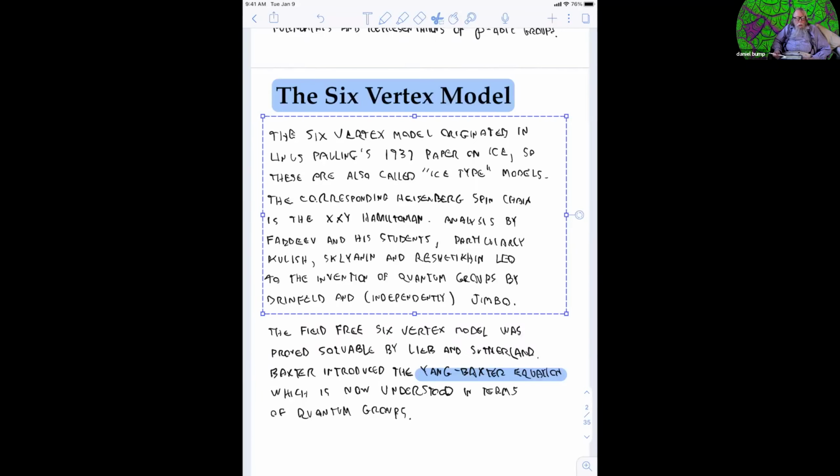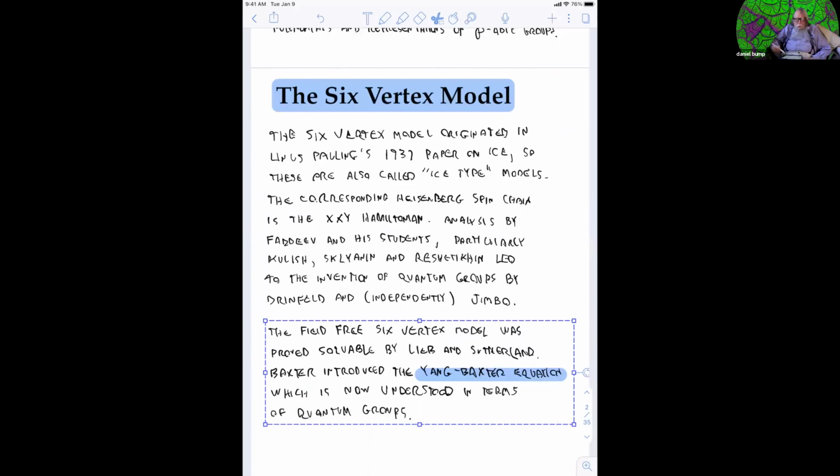So analysis of these situations and Baxter's work in particular, the Yang-Baxter equation, by Faddeev and his students, I'll mention Kulish, Sklyanin, and Reshetikhin, led to the discovery of quantum groups, and this was put on solid footing by Drinfeld and independently by Jimbo in the 1980s. So for the field-free six-vertex model I'm going to talk about, there's a powerful tool, the Yang-Baxter equation, and that's at the center of everything.